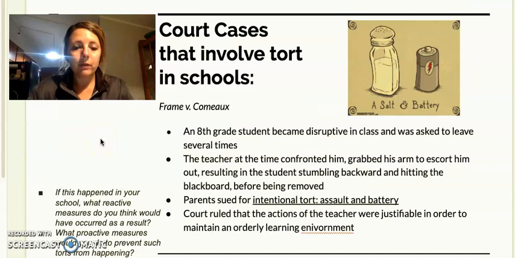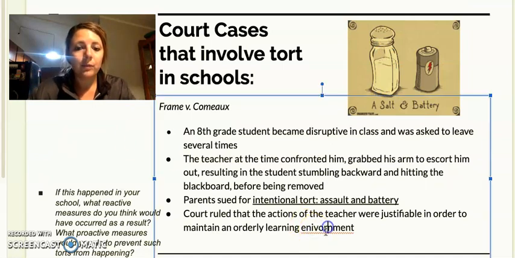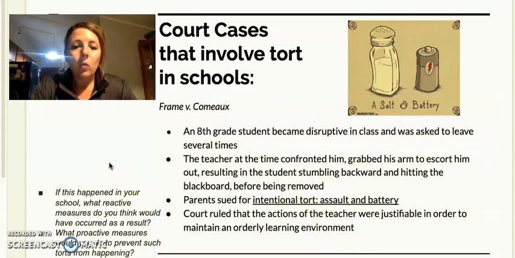This court case was one of the only ones that I could find that was an intentional tort case. So I'm just fixing how I spelled this. It was Frame versus Camo, and this was about an 8th grade student who was asked to leave.